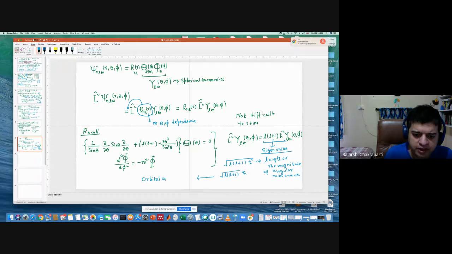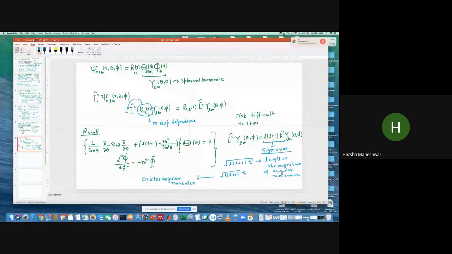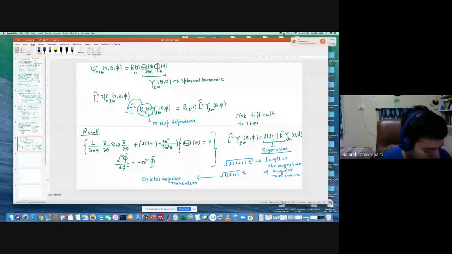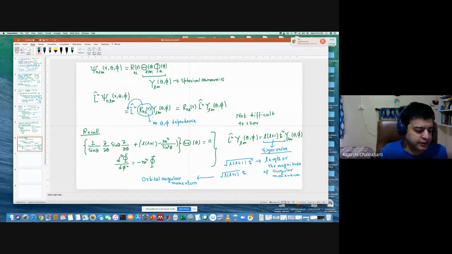What is the value for the s orbital? L is 0, so the value is 0. Okay, this is fine. So let us do it in the next slide.